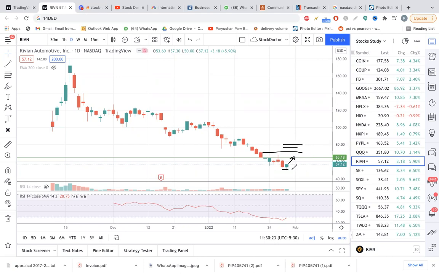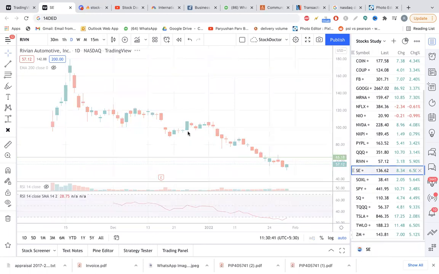And the stop loss for this stock is this candle's low. Okay, and the low is almost $50. So $50 could be the stop loss for this stock, and one can hold this stock for these targets which I have mentioned here. Okay, the next stock we have is SE.